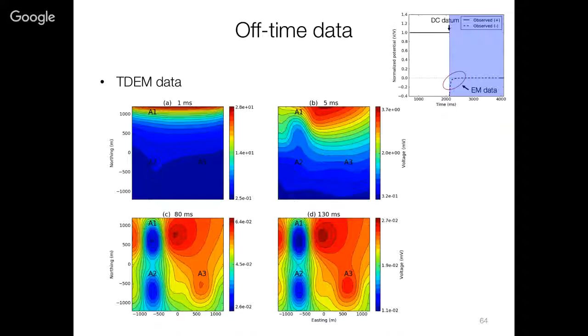80 milliseconds, it looks like this, 130 milliseconds, it looks like that. So you've got 4 snapshots at 4 different times of what the magnetic field is looking like. Sorry.